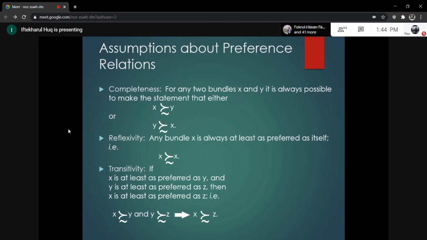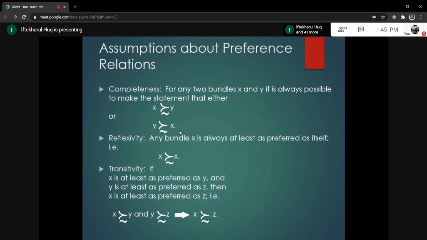First one, completeness. What do I mean by completeness? I'm saying that for any two bundles, X and Y, it is always possible to make the statement that either X is at least as good as Y or Y is at least as good as X. In other words, if I give you two bundles, you should be able to rank them. You should be able to put them in order.